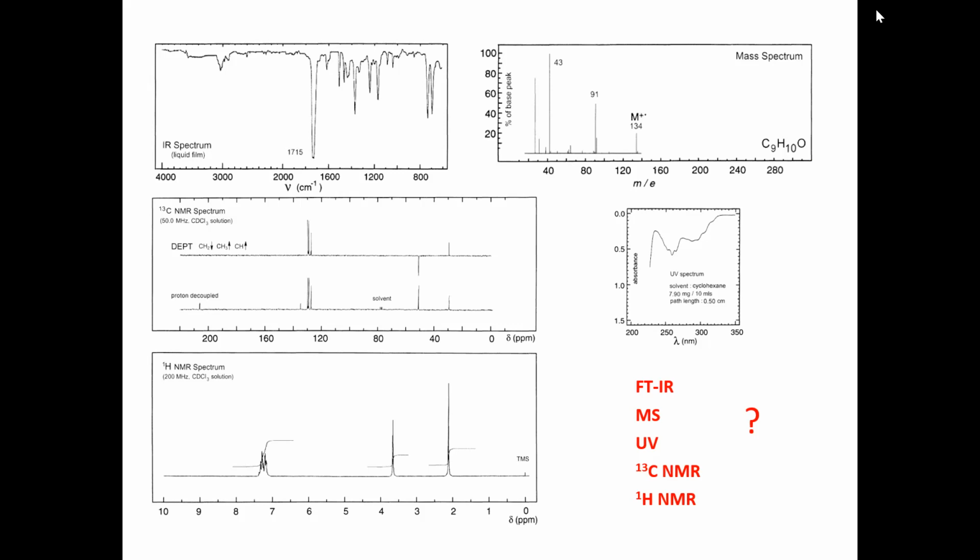So we have 2 magic numbers now in the mass spec. 2 of the recurrent numbers. I call them magic numbers because if you see them, you know immediately what they are. 43, we saw that already. Should be an acetyl group, the acetylium ion. What's 91? The benzene with the methylene, so the benzyl ion.